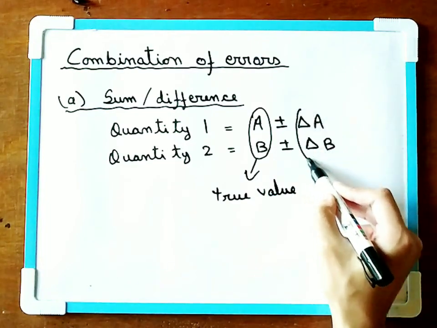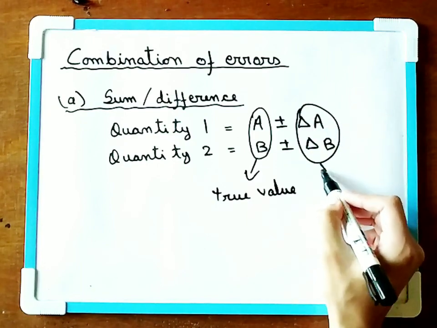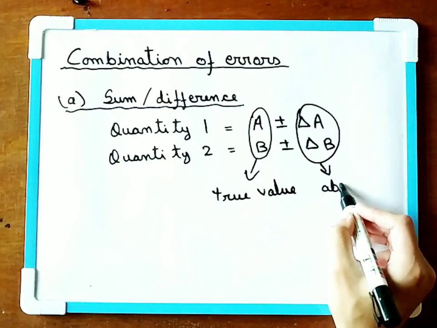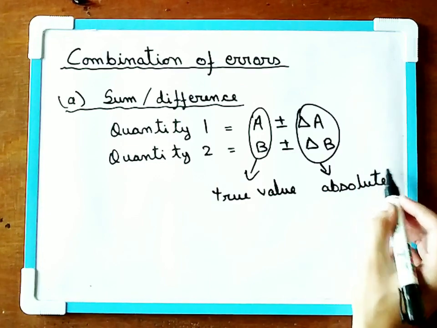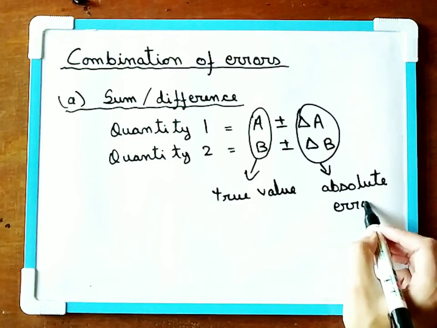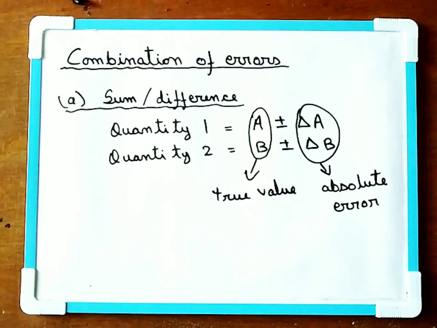And these here are known as the absolute error. Okay, so we have two quantities here, 1 and 2. The measured value of quantity 1 is A plus minus delta A, and that of quantity 2 is B plus minus delta B. Now if we have to take the sum or the difference of these two quantities, then we'll also have to calculate their absolute error.